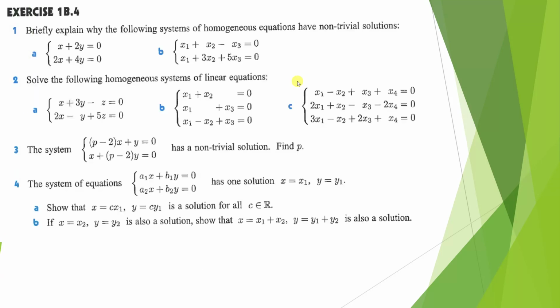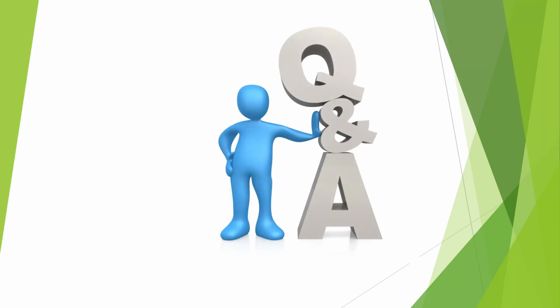This is the exercise: briefly explain why the following systems of homogeneous equations have non-trivial solutions. Which one is a non-trivial solution, and why? Explain about this one. And solve the following homogeneous system of linear equations. So they want you to solve all the equations. This is the exercise.